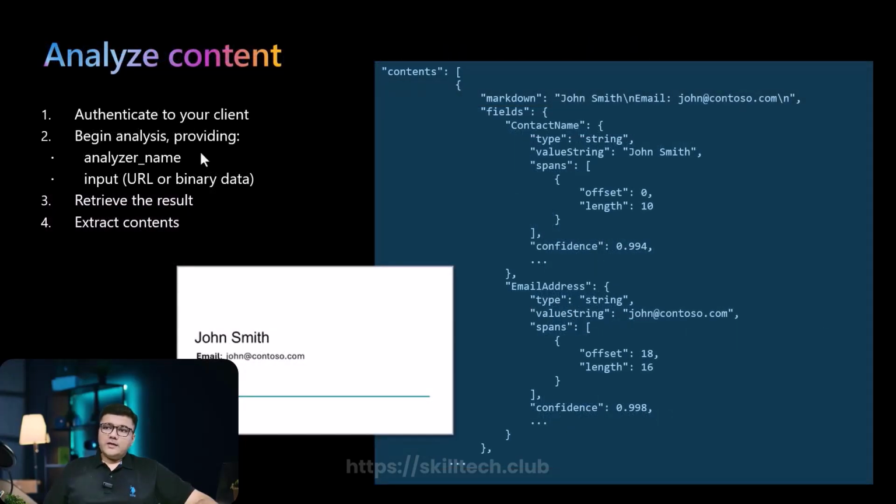When you're dealing with analyzing content, like I'm showing you here in the screenshot, you have one particular visiting card, which is basically having a user's name and the email ID. You can authenticate to your client first in this first step. Then you can begin analysis, and then you can provide the analyzer name. When you do this, you're going to provide your analyzer name with the specific URL or binary data. It will retrieve the result. You can provide your content, and then you can extract the content from that particular document or image which you have provided into this.